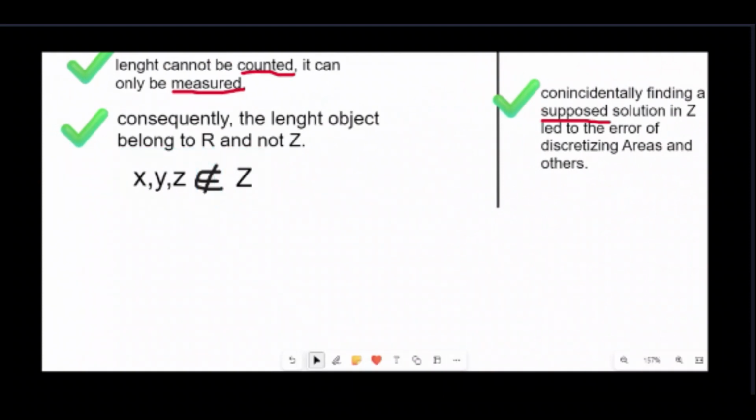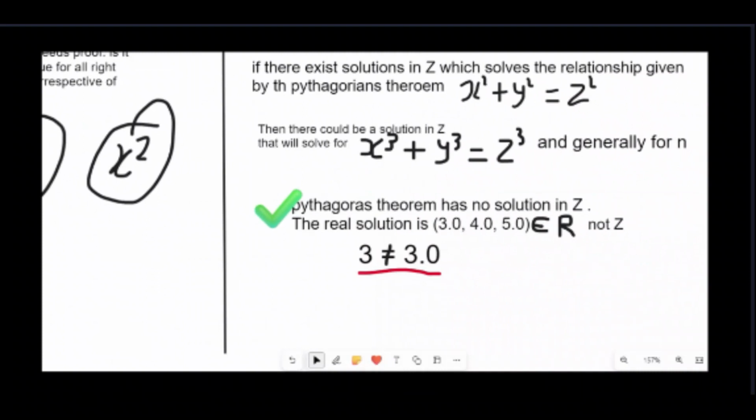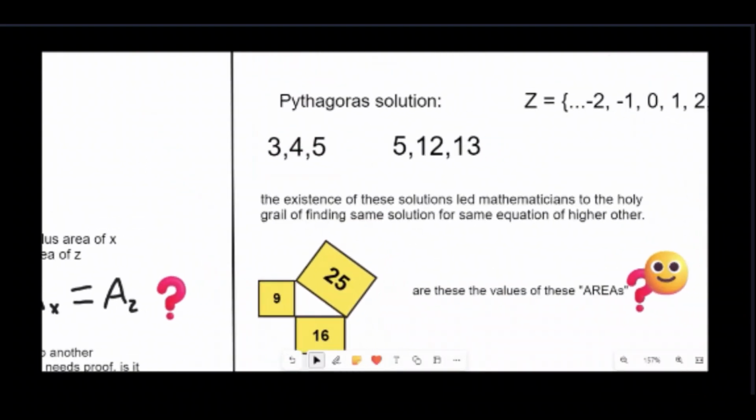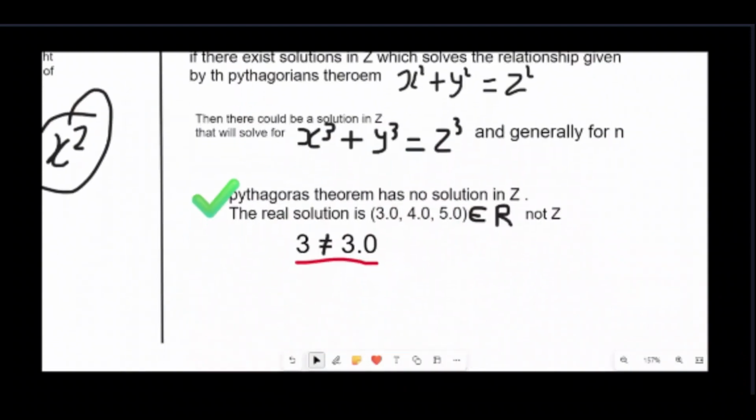Don't forget, if we go back, we see that this x, y, and z does not belong to Z because they are not discrete. They are uncountable. It can only be measured. You cannot count length, you can only measure it. So now, the solution which we have, for instance this one, 3, 4, 5, does not actually belong to Z. If we solve Pythagoras' theorem, they are not integers.